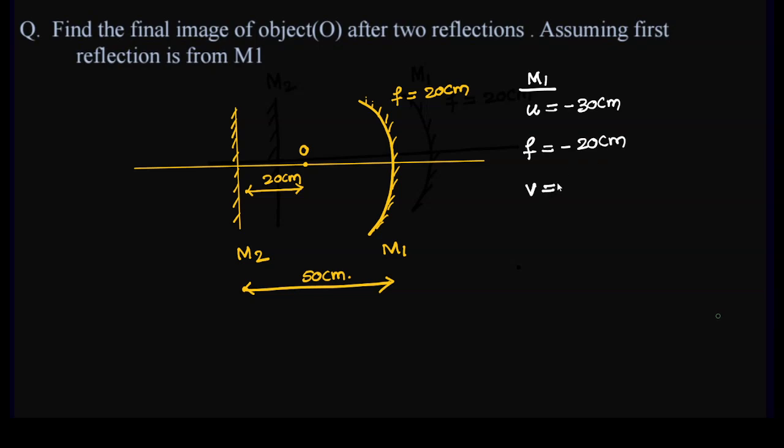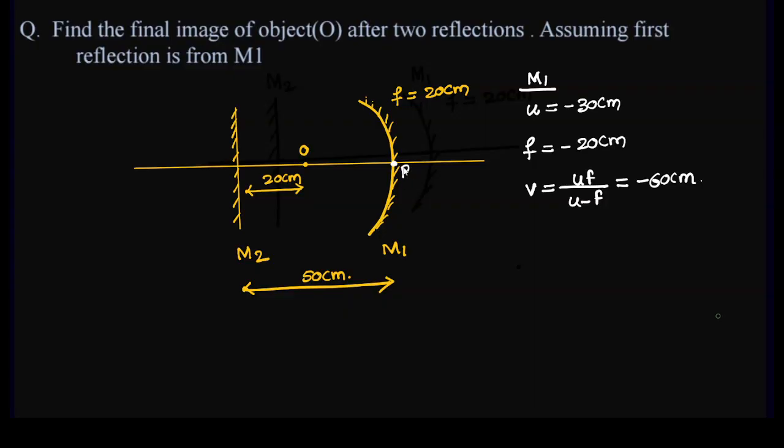And the image distance is equal to UF by U minus F. How much will this value come? Minus 60 centimeters now. So this minus 60, from where? From the pole of the mirror.